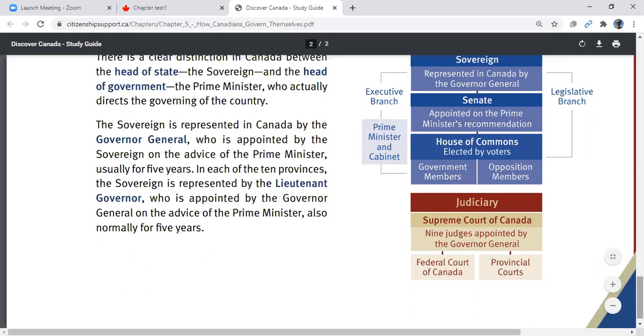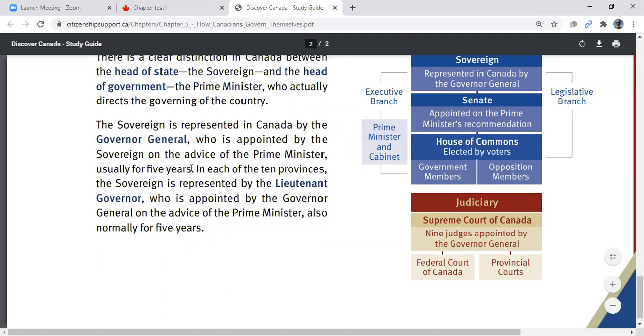Okay. So the Queen doesn't live in Canada. So instead we have a Governor General. And so what happens is our Prime Minister talks to the Queen in England. And when we need a new Governor General, the Prime Minister says, Your Majesty, Queen Elizabeth, we think this person would be a good Governor General. And then the Queen herself appoints the Governor General. So that's kind of a big deal because the Governor General represents the Queen in Canada.